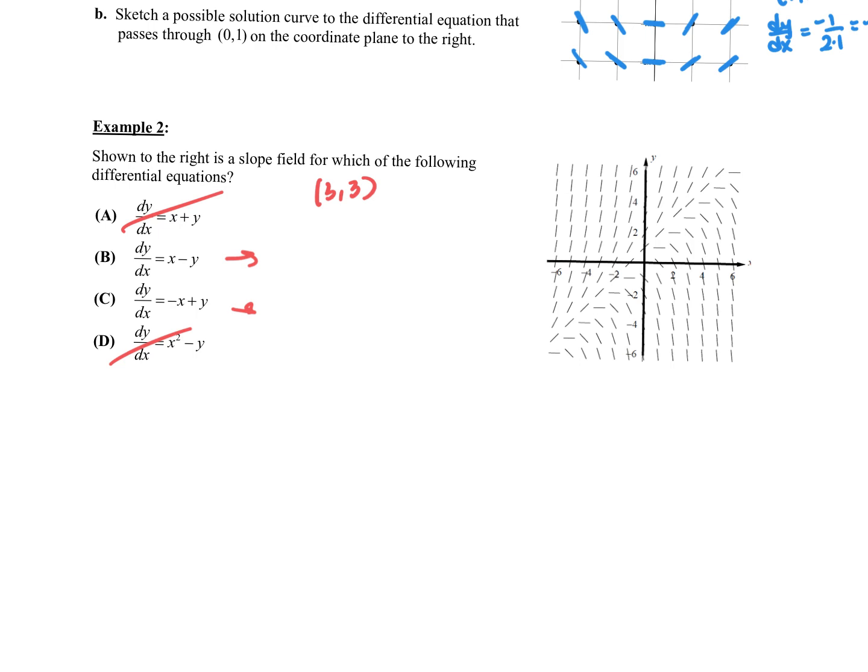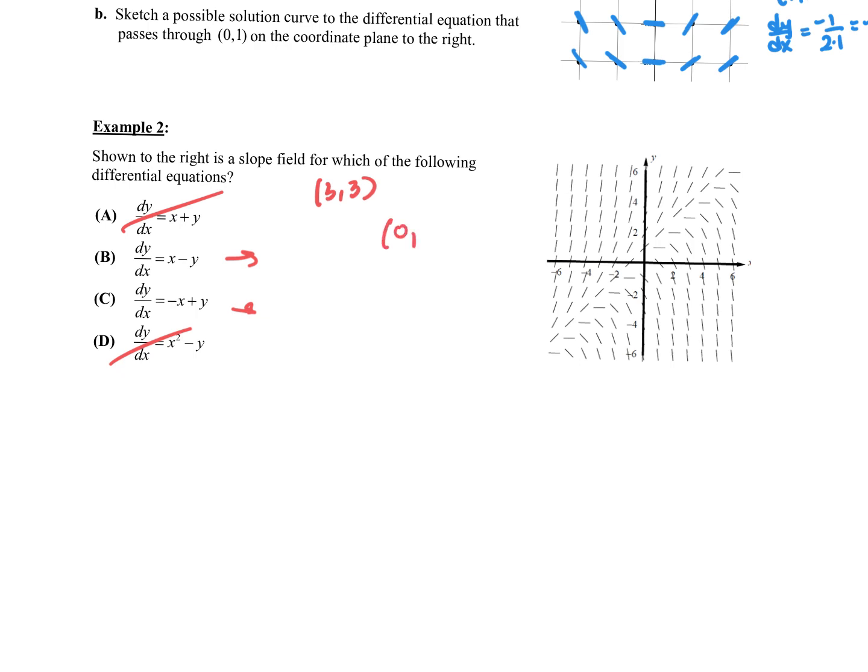So pick another point. Any point. What's the point you want to pick? (0, 2)? Is that what you said? (0, 1)? All right, (0, 1) right here. What do you notice about the slope at (0, 1)? It's 1, specifically positive. Even if you're not 100% convinced it's exactly 1, it's definitely a positive slope.